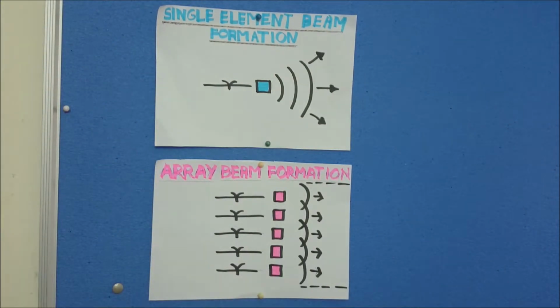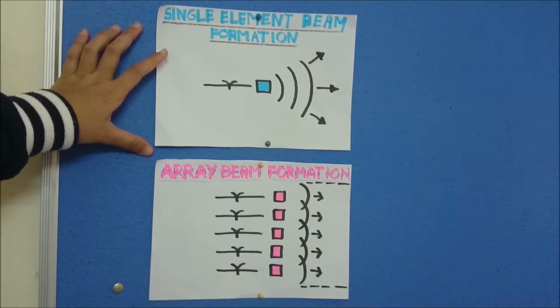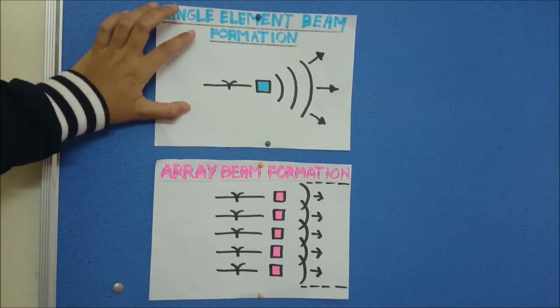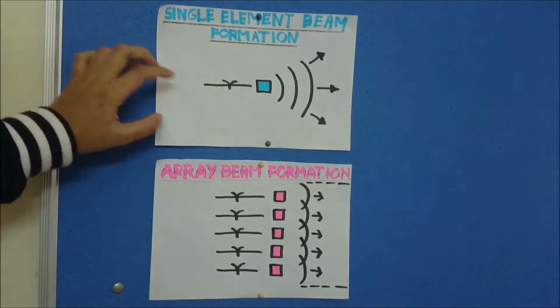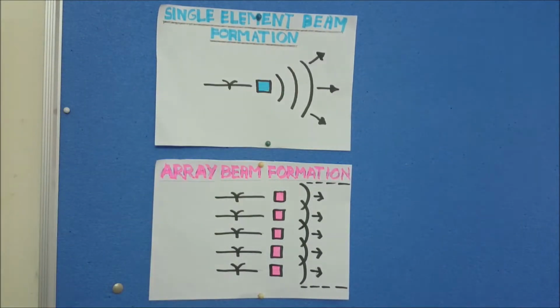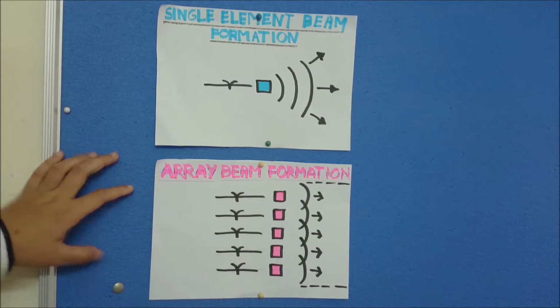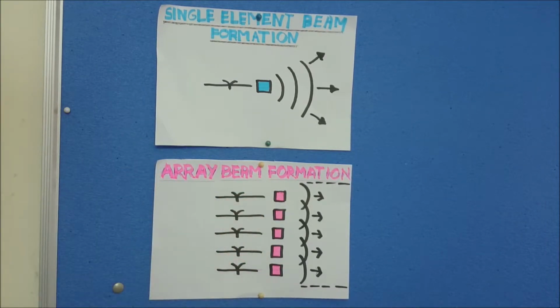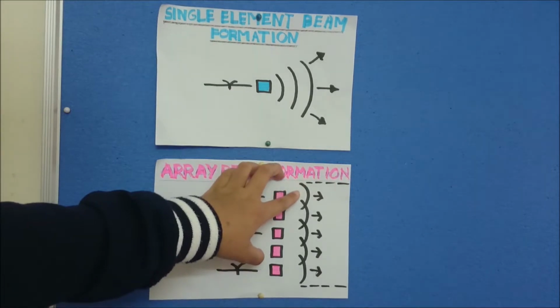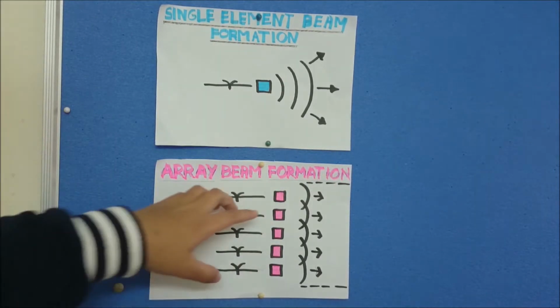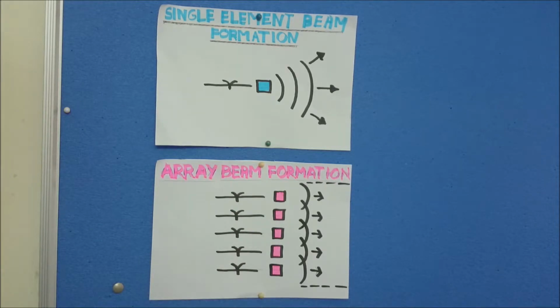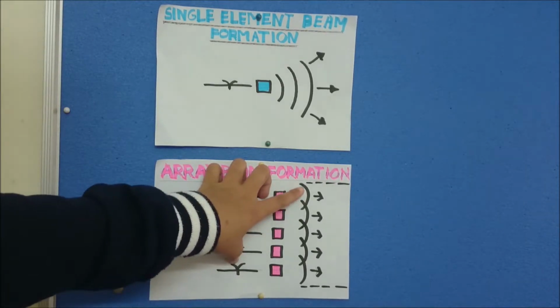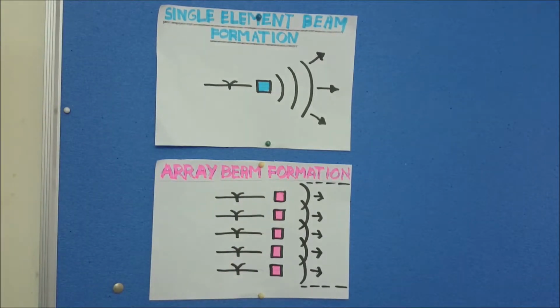Now we talk about single element beam formation. For single element beam formation, the elements are small and the transmit pattern is very broad and not very useful. For the array type of beam formation, the emerging sound beam is the sum of the individual beams of each element. Therefore, it reinforces one another along the common beam direction and cancels one another in other directions. Therefore, it will produce a well-defined narrow ultrasound beam, as shown in the diagram.